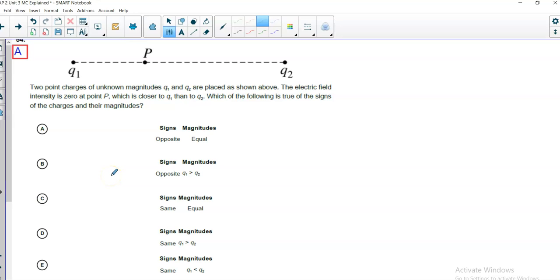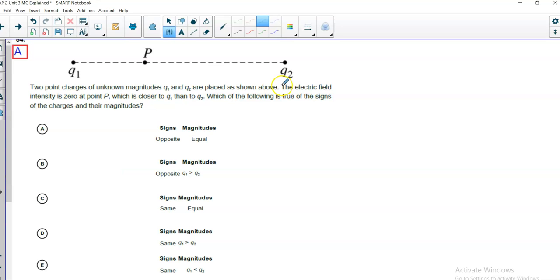Two point charges of unknown magnitudes, Q1 and Q2, are placed as shown above. The electric field intensity is 0 at point P, which is closer to Q1 than it is to Q2. Which of the following is true about the signs of the charges and their magnitude?